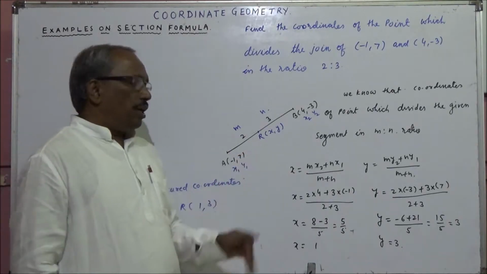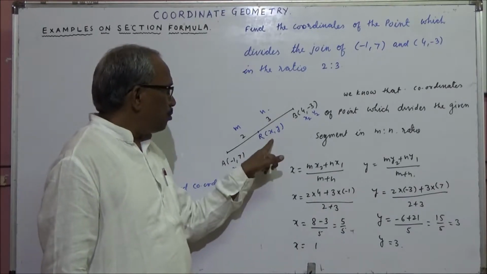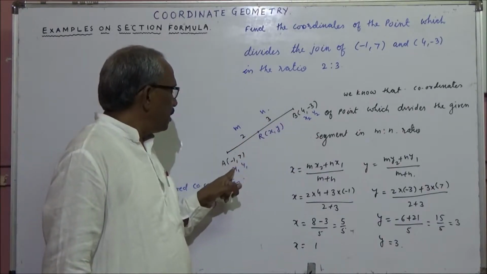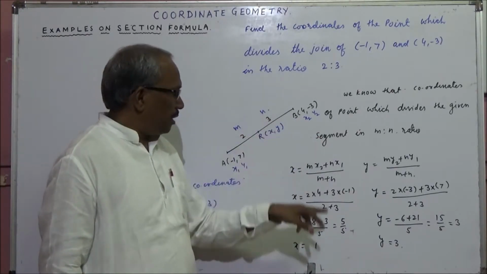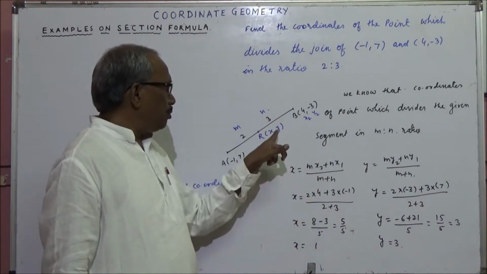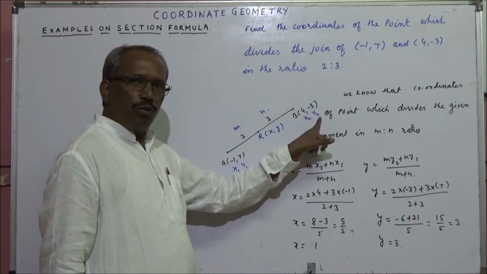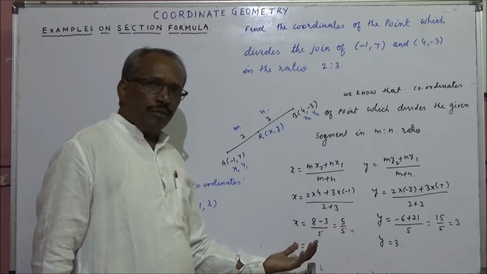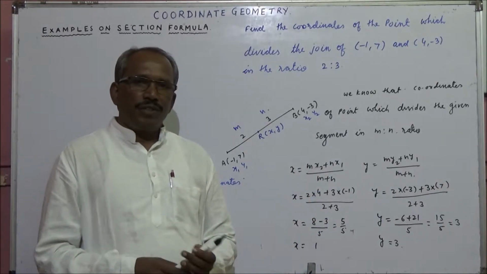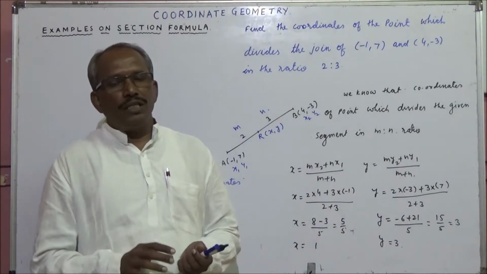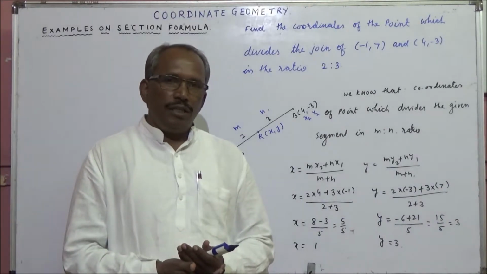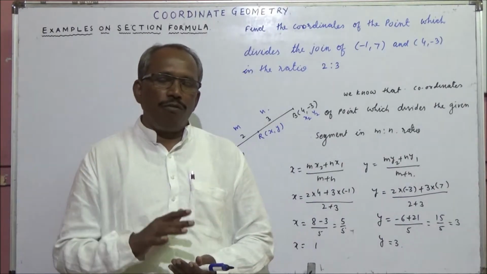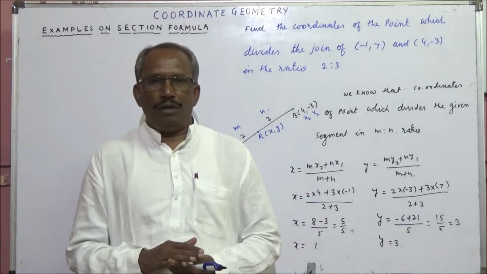So here, how to keep this section formula in mind, see: x is equal to (mx2 plus nx1) upon (m plus n), y is equal to (my2 plus ny1) upon (m plus n). So in this way we can calculate the coordinates of the point which divides the given line segment in the given ratio when the end points of the line segment are given. Okay?